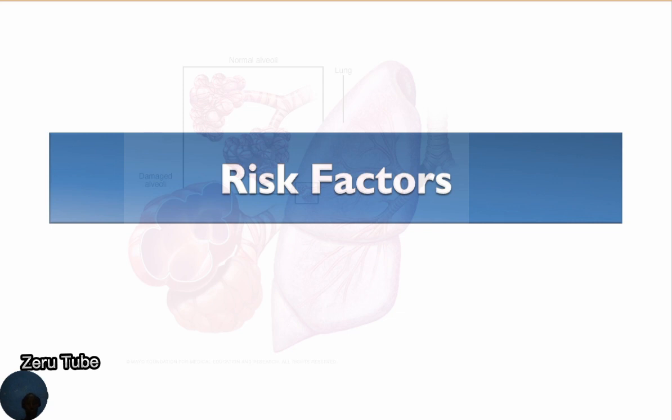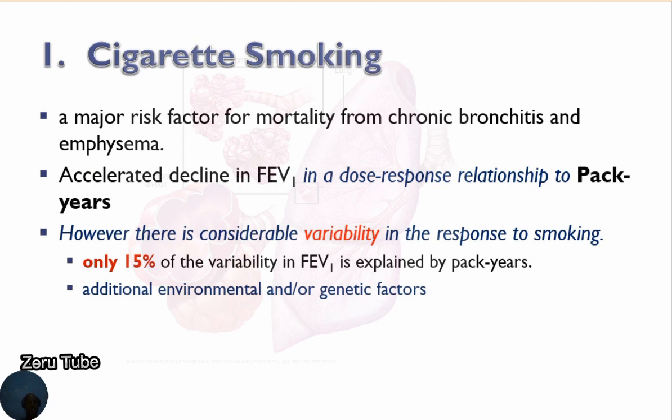What is the risk of COPD? The risk of COPD is cigarette smoking. Cigarette smoking is the major risk factor of COPD. The major risk factor for mortality from chronic bronchitis and emphysema is cigarette smoking. Accelerated decline in forced expiratory volume in 1 second has a direct relationship with pack-years.